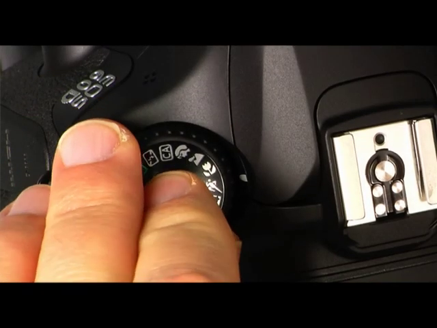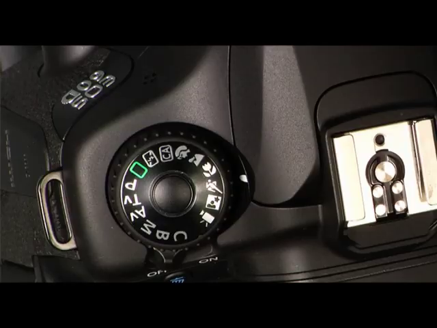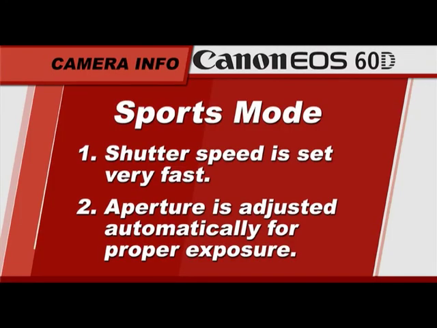To capture fast-moving subjects, select the Sports mode. When shooting in the Sports mode, the camera selects a fast shutter speed to help freeze the action. A telephoto lens is a good investment if you want to shoot great action pictures.